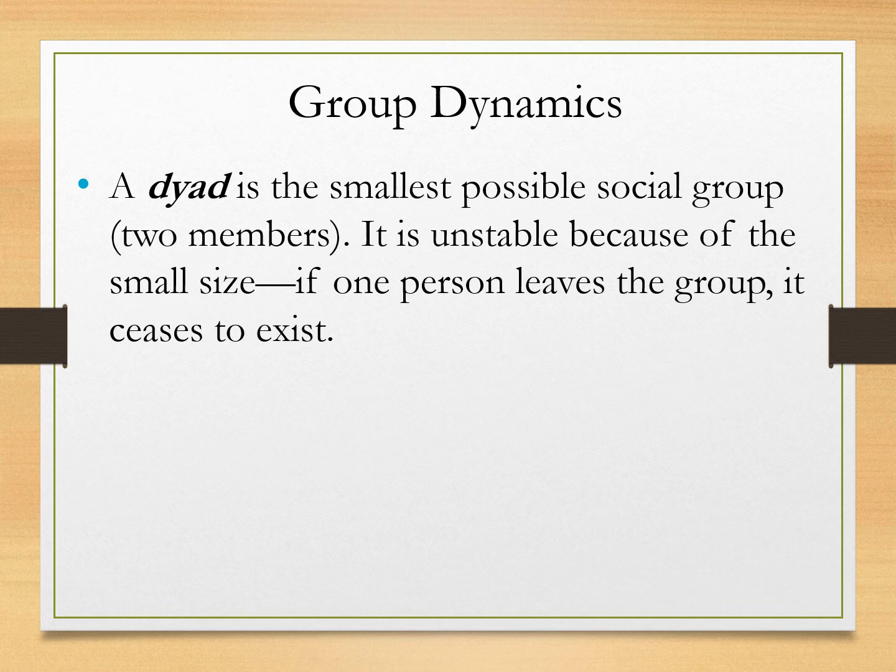Now we're talking about specific sizes of groups. A dyad is the smallest possible social group. It has 2 members. It is unstable because of its small size. There are 2 members to a dyad. If one person leaves the group, it ceases to exist. There's 2 people, one person leaves, it doesn't exist anymore. A dyad, however, leads almost inherently, but not necessarily, to intense, strong relationships, right?